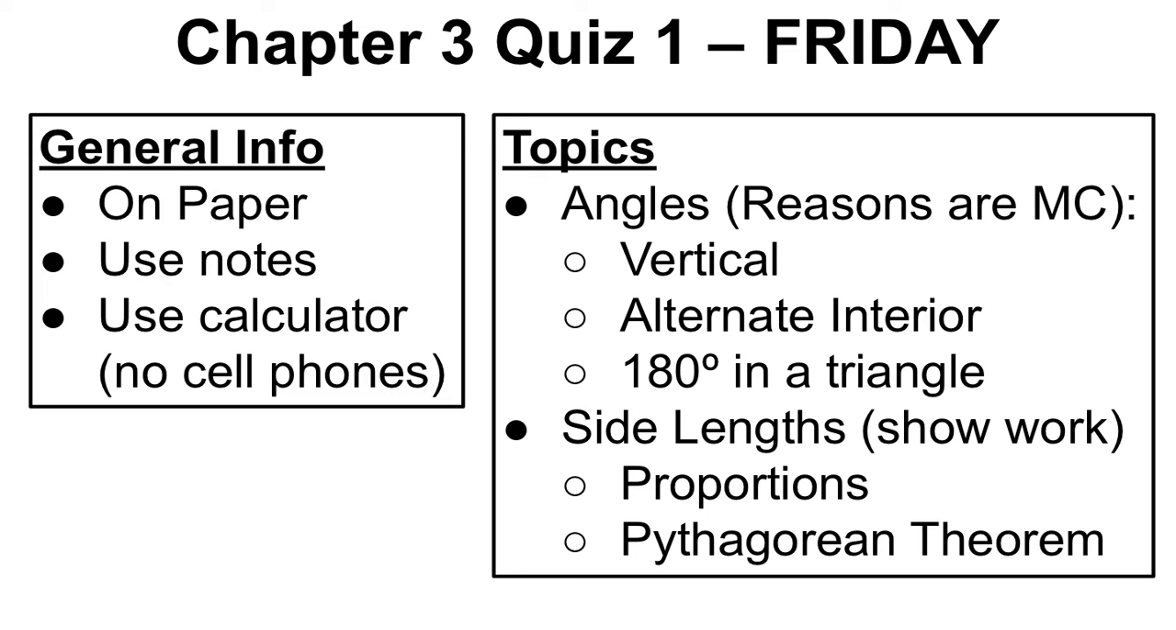Some of the common answers that you're going to give for the reasons are things like vertical angles, alternate interior angles, and 180 degrees in a triangle. And then you're also going to have to figure out some missing side lengths, and you'll show your work for that part by either doing a proportion or Pythagorean theorem.